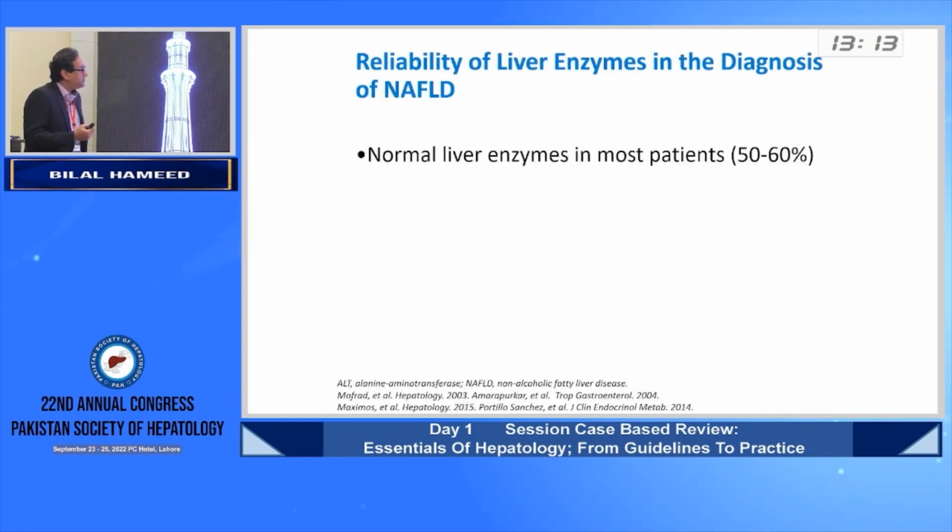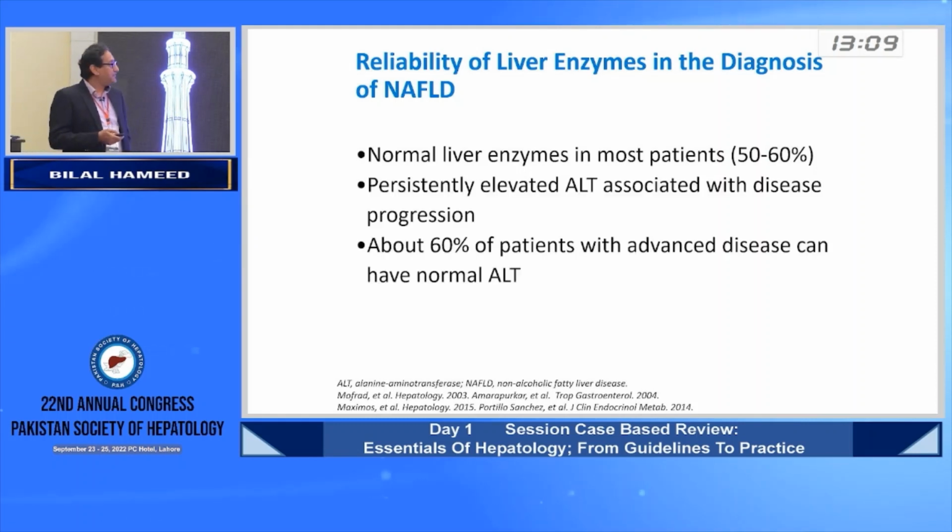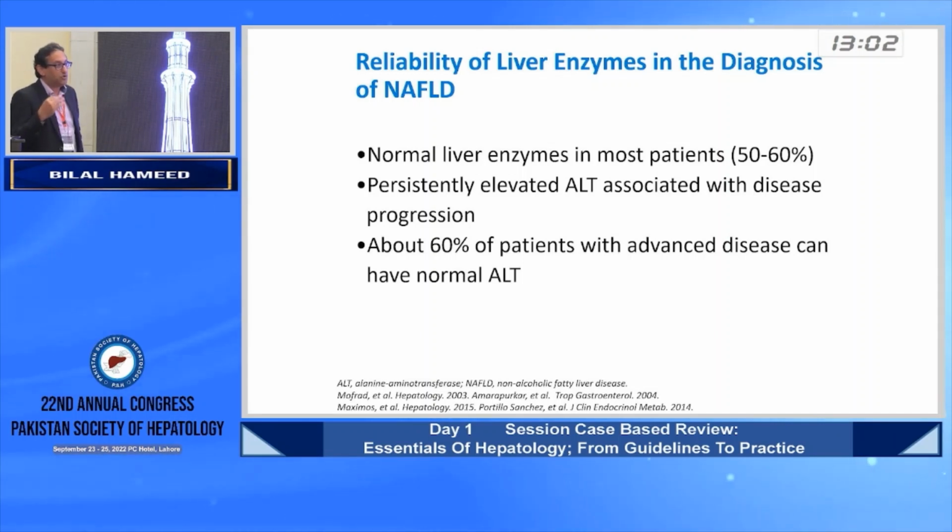So as I mentioned about the reliability of liver enzymes, normal liver enzymes are seen in about 50 to 60% of patients, but about 60% of patients with advanced disease can have completely normal ALT. So we cannot go with a fatty liver diagnosis or severity just based on the ALT.